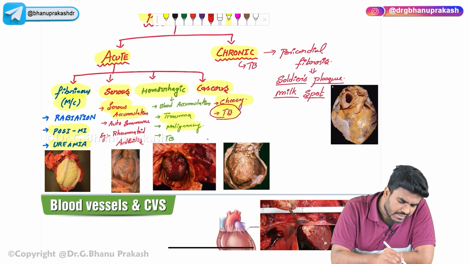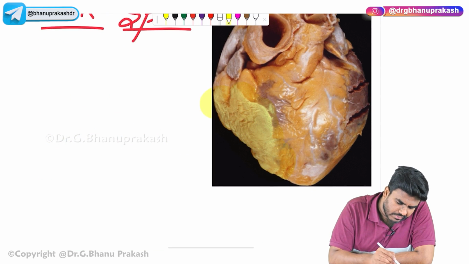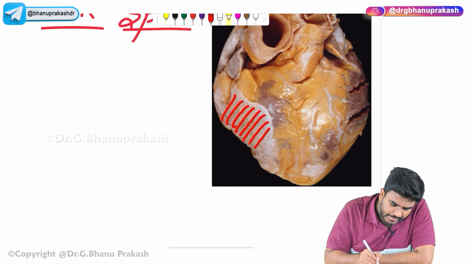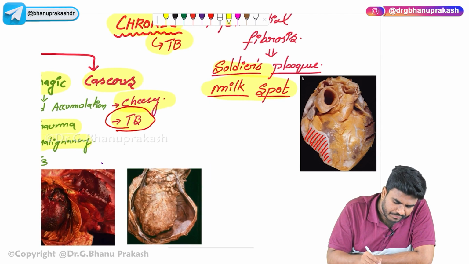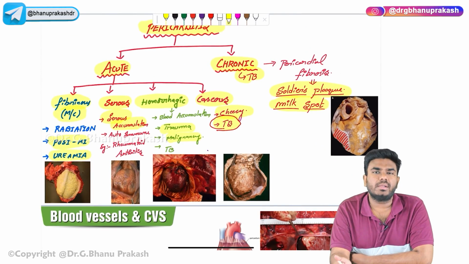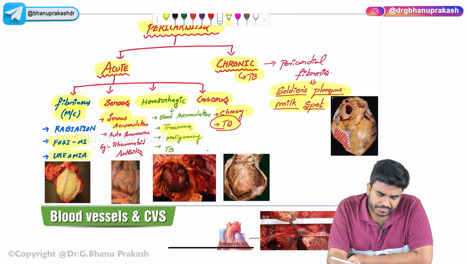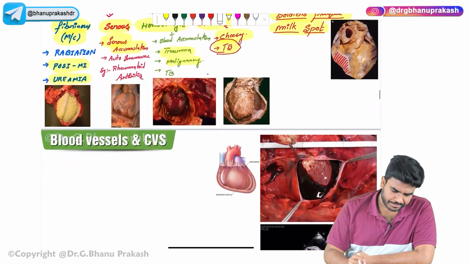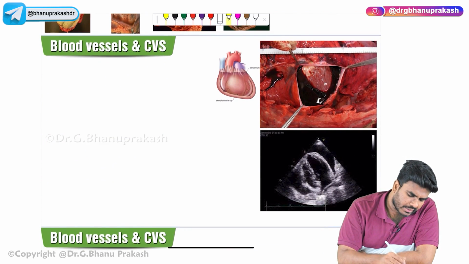Now whenever the patient has chronic pericarditis, the pericardium is going to be healed with scar formation. You can very clearly see here this whitish area, it's a healed pericardium. So it is called a milk spot or soldier's plaque. It's nothing but the fibrotic area, a pericardial fibrosis, which is seen in chronic pericarditis. Now after this, let's discuss other pericardial pathologies.